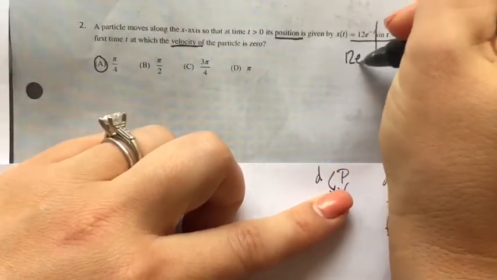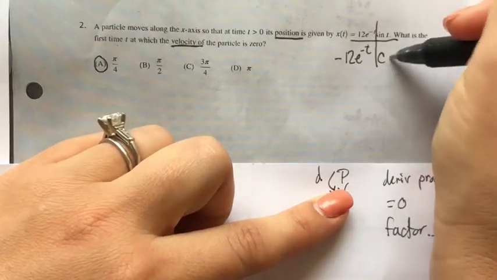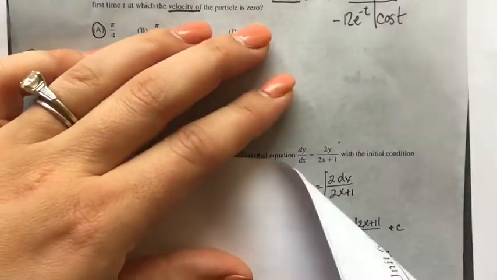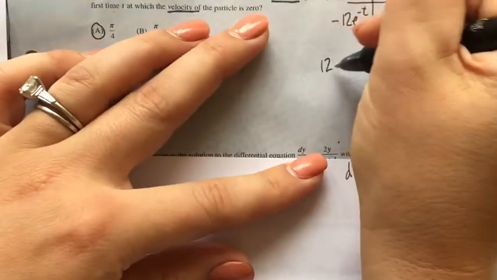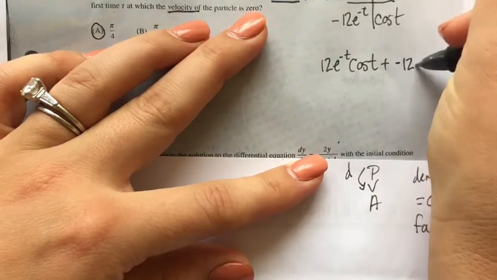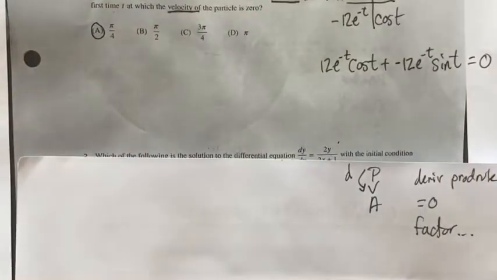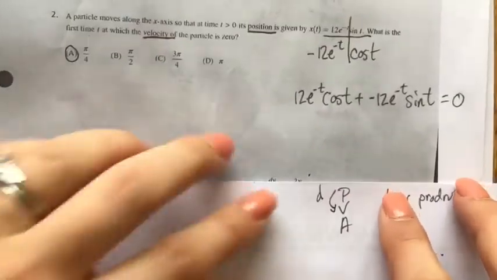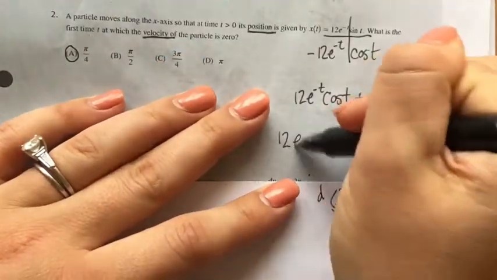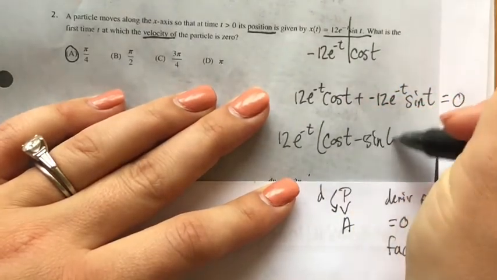So this is 12e to the negative t times the derivative of the exponent, so it's times the negative 1. The derivative of sine is cosine t. So I'm going to crisscross. Did I show you the answer to that? I hope not. Okay. 12e to the negative t cosine t plus negative 12e to the negative t times sine of t equals 0. So I said factor. You could also, since you have answer choices, just start plugging stuff in and see which one equals 0, but I think factoring is good actually. So cosine of t minus sine of t equals 0.